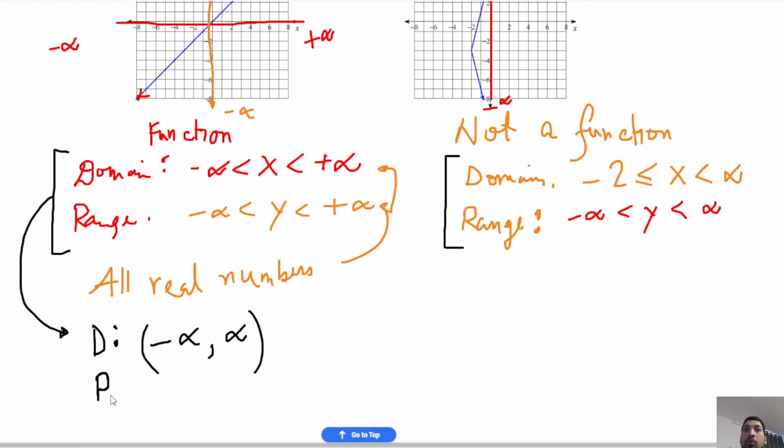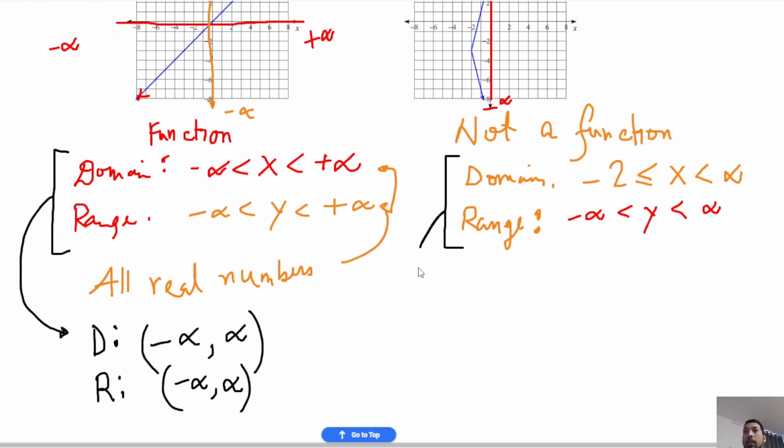And for range we do the same thing because domain and range are the same. So we have negative infinity, comma, positive infinity. The comma is representing the gap between the negative infinity and positive infinity.